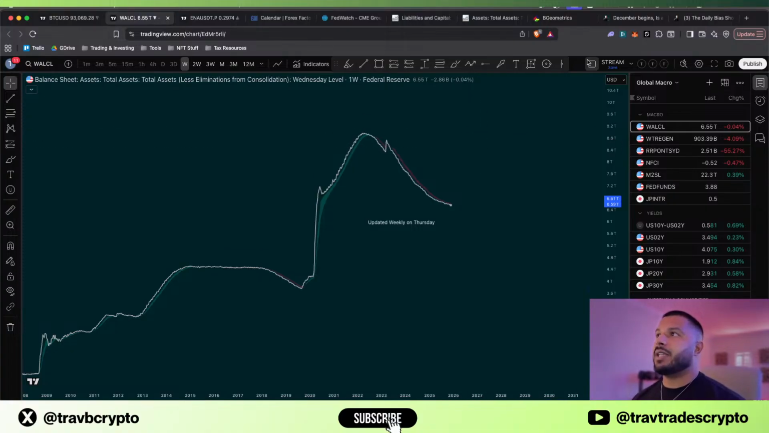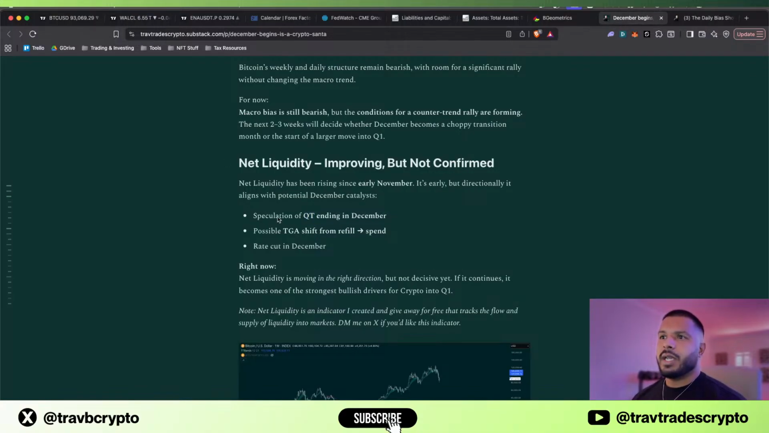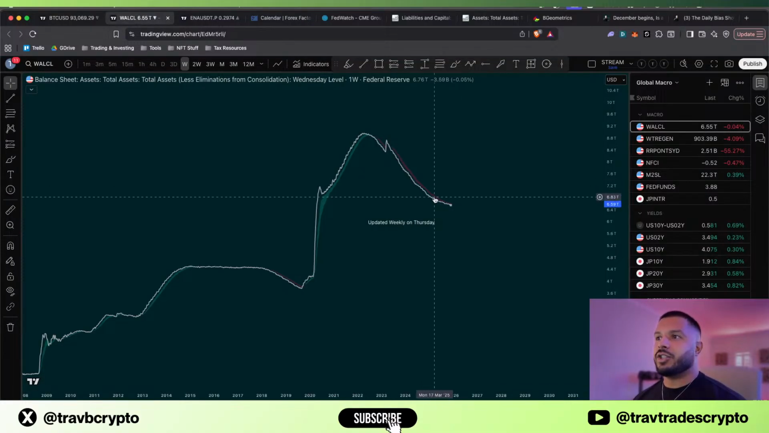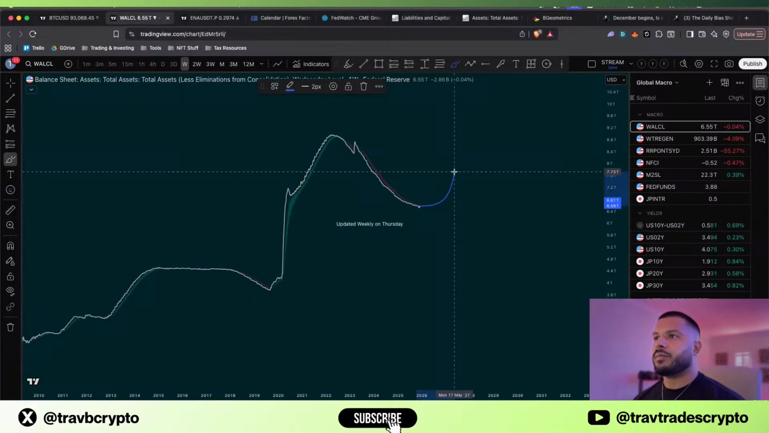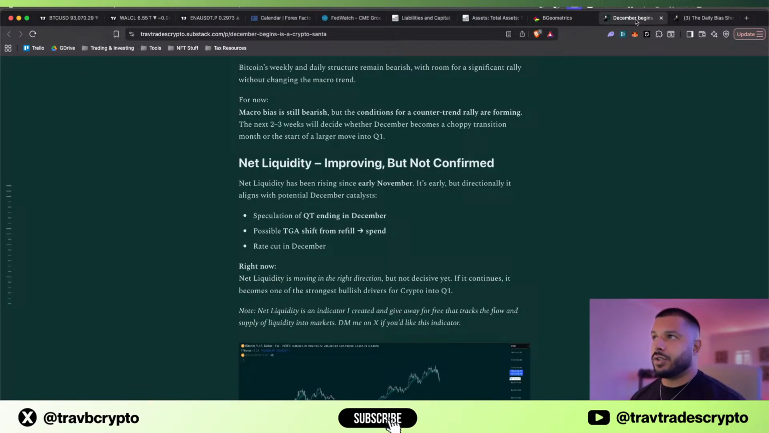But as it stands right now, it's just speculation of QT ending, so not QE. So I'm not expecting the balance sheet to just race up. Okay, point one, hence short-term liquidity. Point two, the shift in refill to spend.